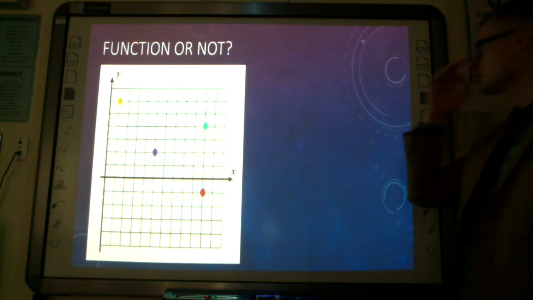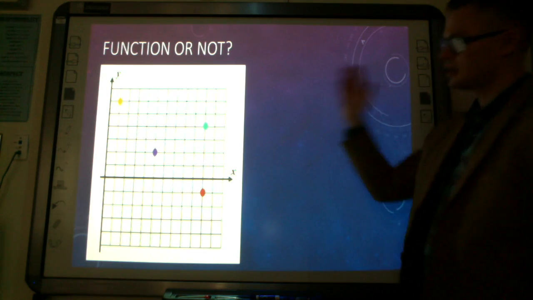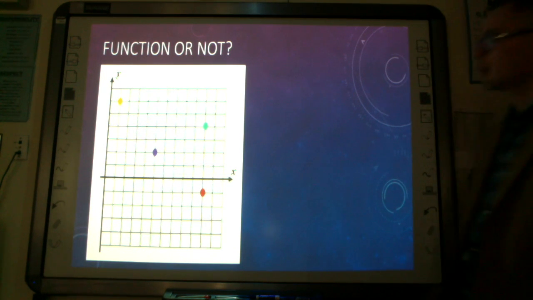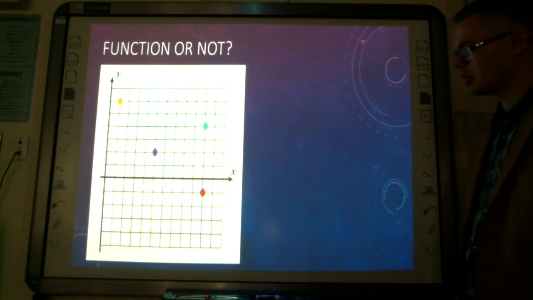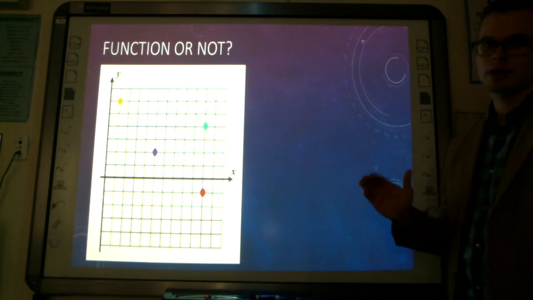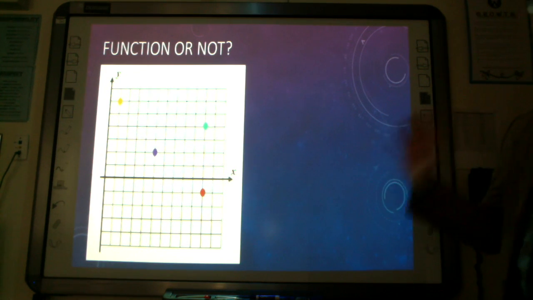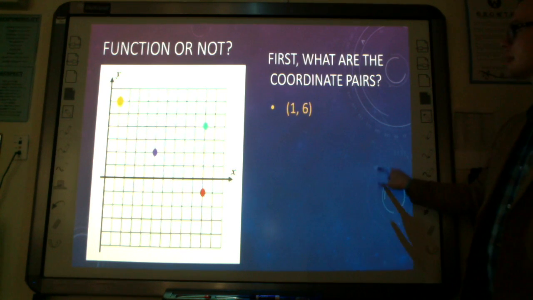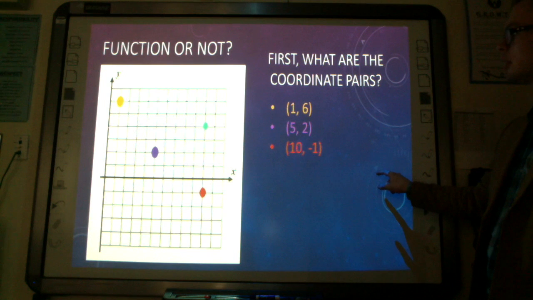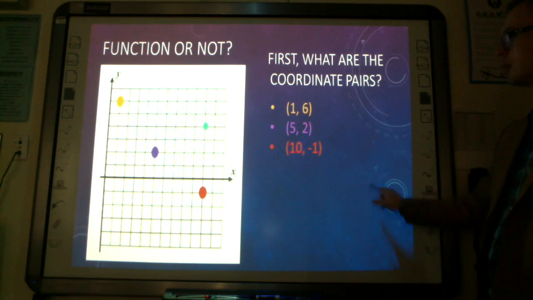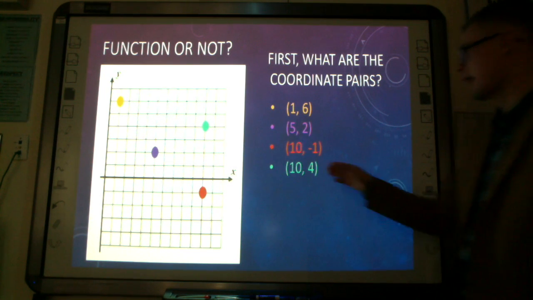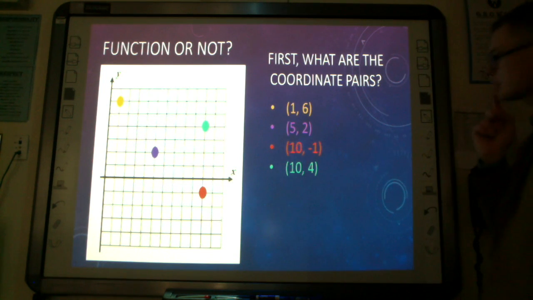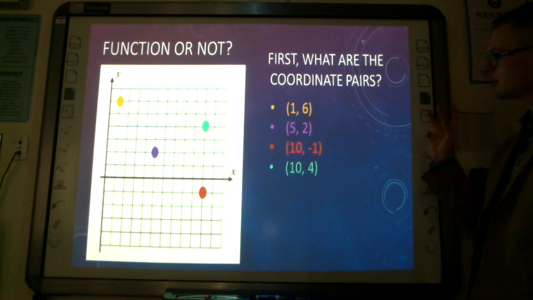Okay, so function or not. Alright, same thing I want you guys to do, okay? You're going to figure out the coordinate pairs, okay? And then tell me whether it's a function or not and why, please. So, yellow's 1, 6. Purple's 5, 2, red is 10, negative 1, and then we have 10, 4. Something's going on here.